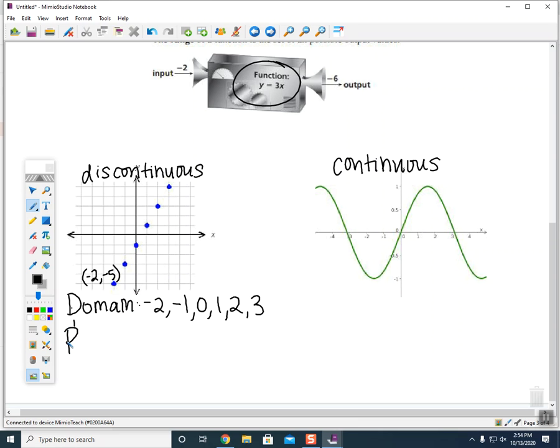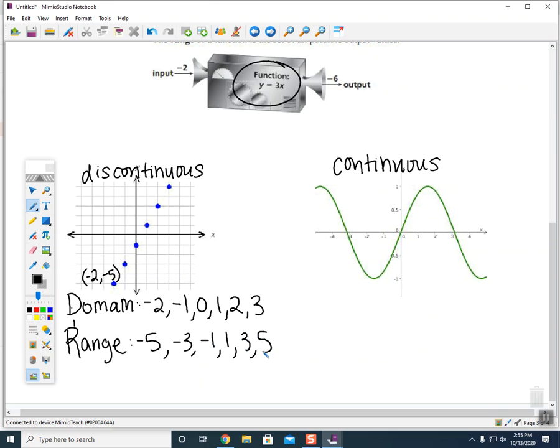Now when I'm talking about range, I'm starting with my smallest y value going to my biggest y value. So my first one is -5. What's my value at -1? Well, when my x is at -1, y is at -3. And I'm going to follow the pattern. It's going up by 2 every time. So then I'm going to have -1, +1, +3, and +5.